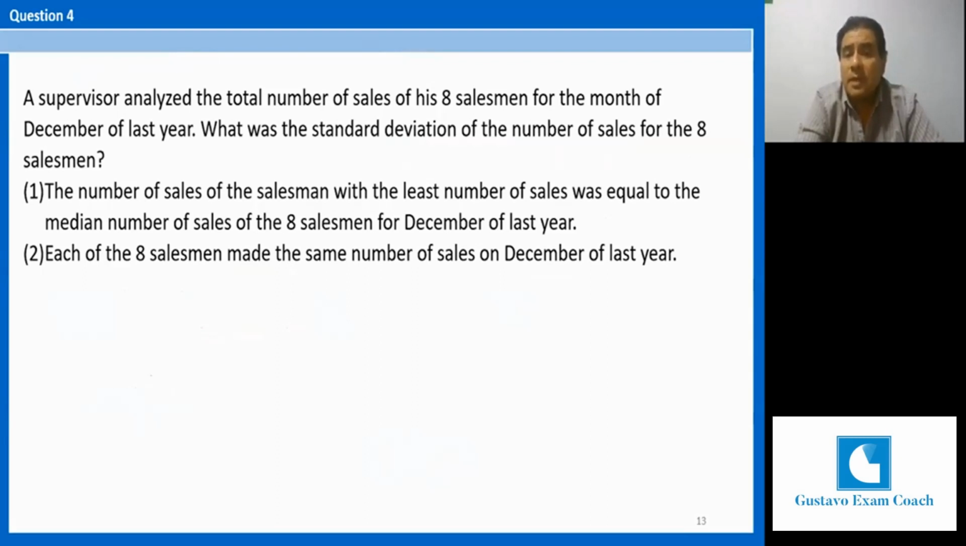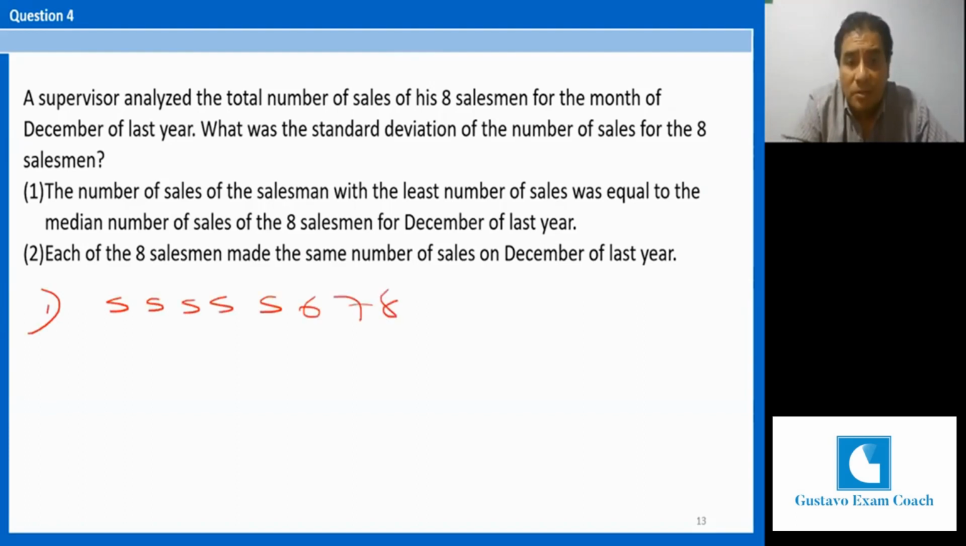Okay, but the first statement actually only guarantees that the least value is equal to the median. So this is not enough to affirm that all the values are the same. You could have something like this. For example, you could have 5, 5, 5, 5, 5, 6, 7, 8. Okay, 8 values, the 5 of them are the same, so your median is 5, and the median is the same as the least value.